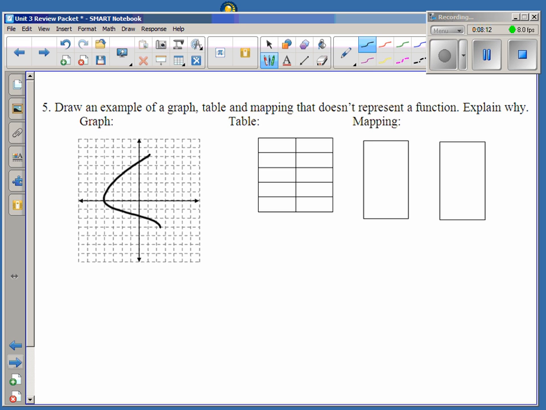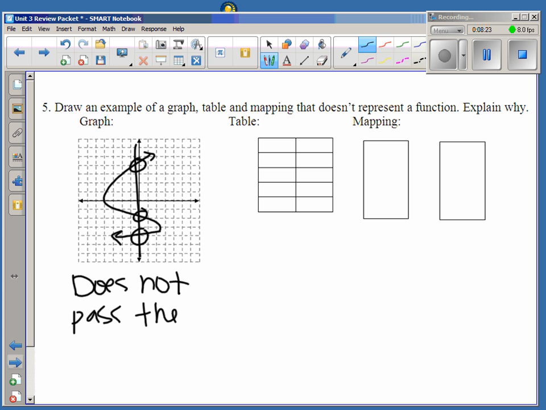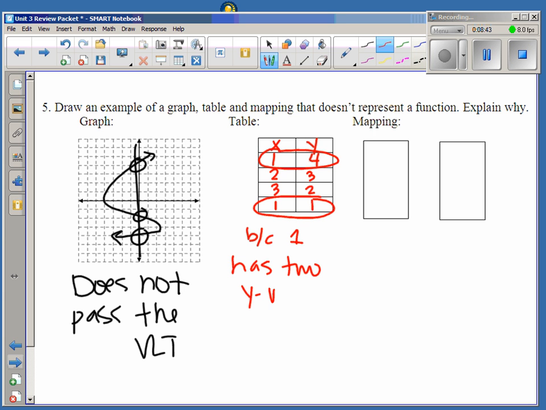Okay, so now these should be pretty easy. A graph that wouldn't work would be something like this, and all you'd have to say is it does not pass the vertical line test. Okay, a table example we talked about earlier. All you have to do is repeat 1 value in your x's, and those 2 right there do not make this a function. And the reason is because 1 has 2 y values. Because the x value of 1, I should write, x equals 1 has 2 y values.